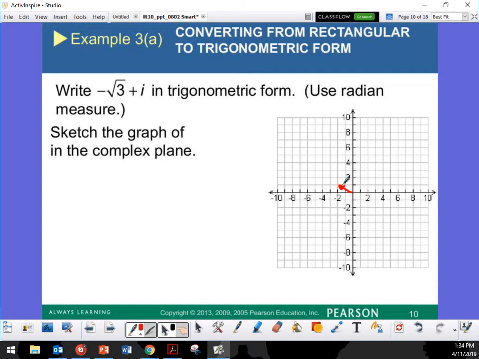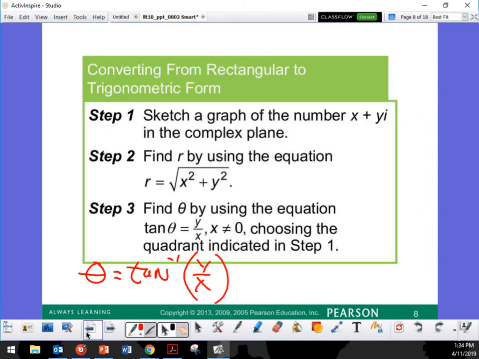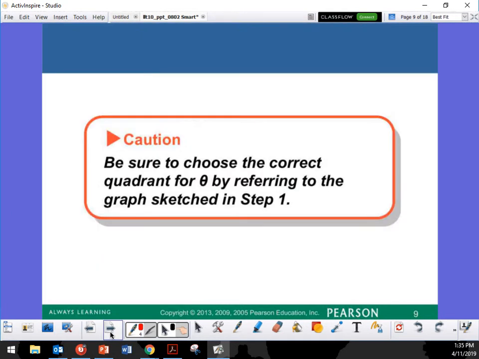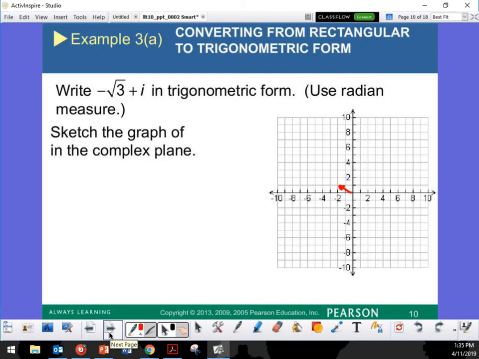Write it in trigonometric form. So what is trigonometric form then? Sine, cosine, right? Okay, let's do both. All right, you guys ready? Okay, so let's go ahead and find the r.